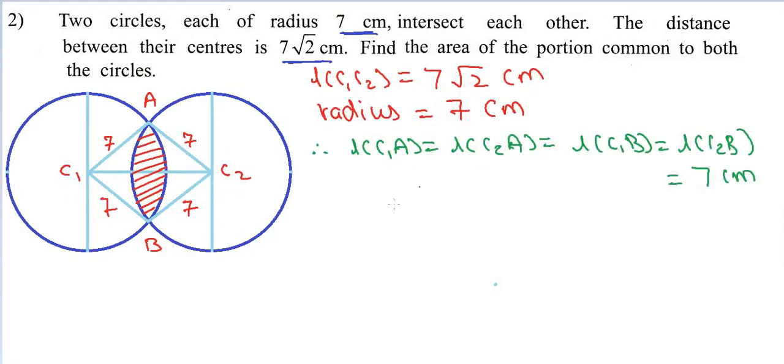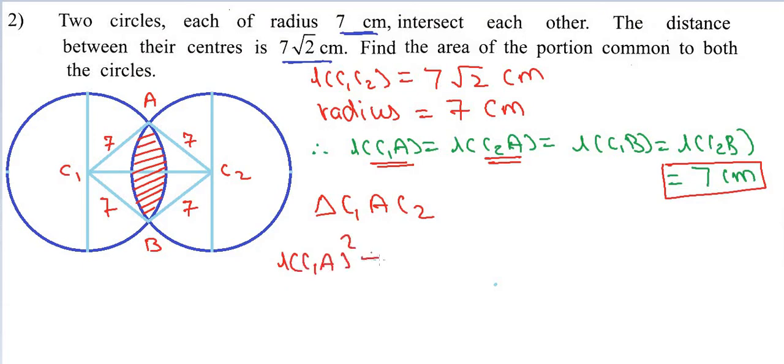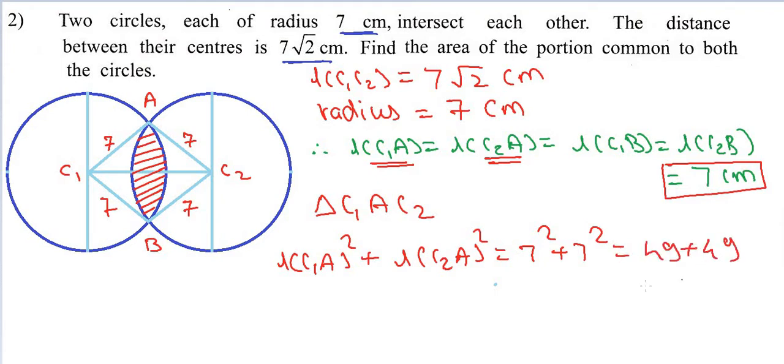Okay, now in triangle C1AC2, consider triangle C1AC2 carefully. In triangle C1AC2, C1A and C2A are equal to 7 cm, right? And the length C1C2 is given, that is 7√2 cm. So now consider C1A squared plus C2A squared. Now C1A² plus C2A² is equal to 7² plus 7², that is equal to 49 plus 49, that is equal to 98. Let this be equation number 1.